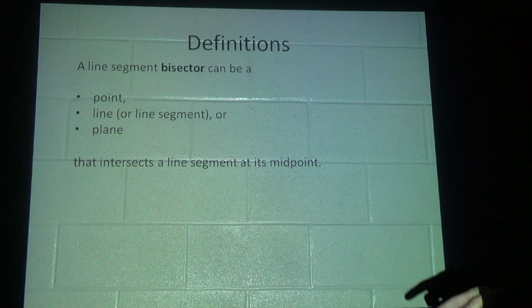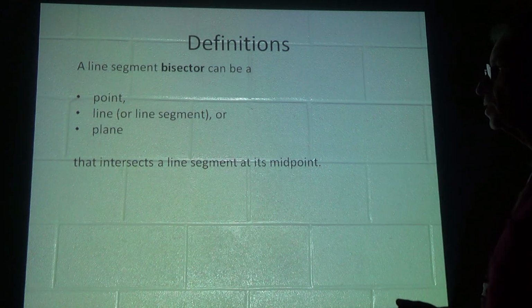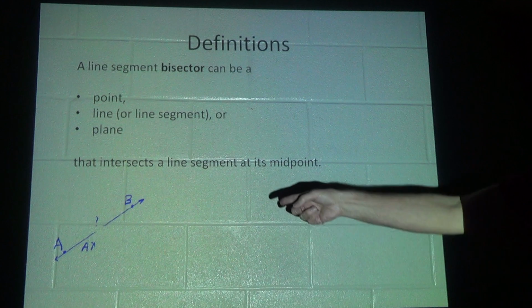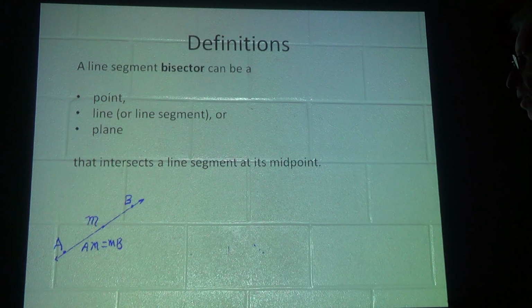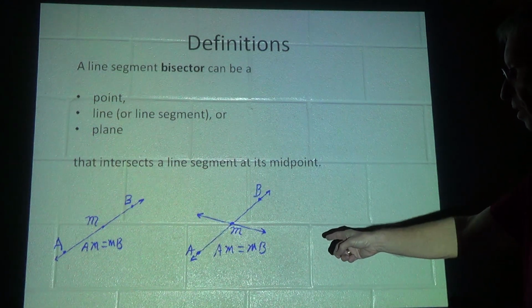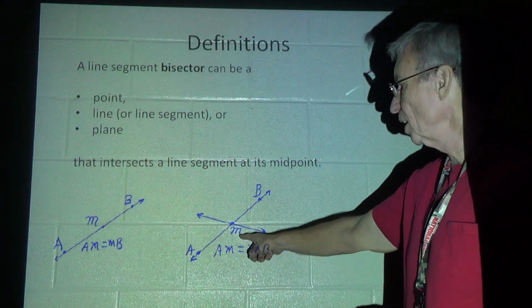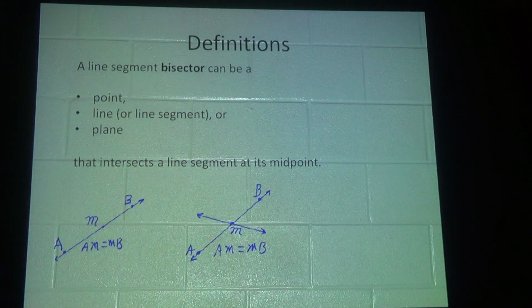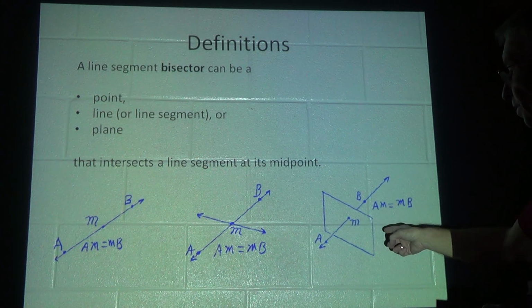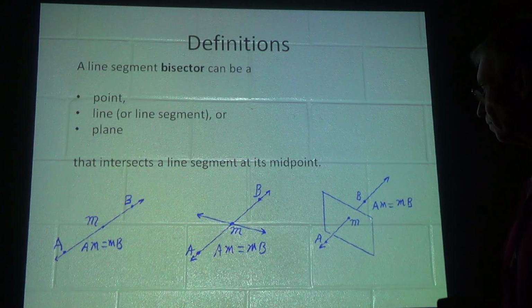First thing is that a line segment bisector can be any one of these things. It can be a point, like this in the diagram, or it can be a line or line segment, and that looks like this. Notice in each case here that we have point M on the line segment, and that is our midpoint. And then we also have that it can be a plane that bisects a line segment. In that case it would look like this.